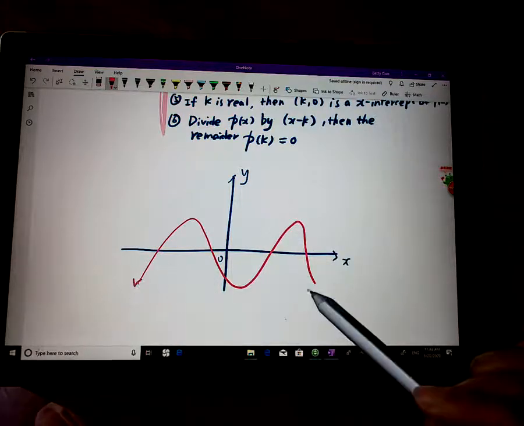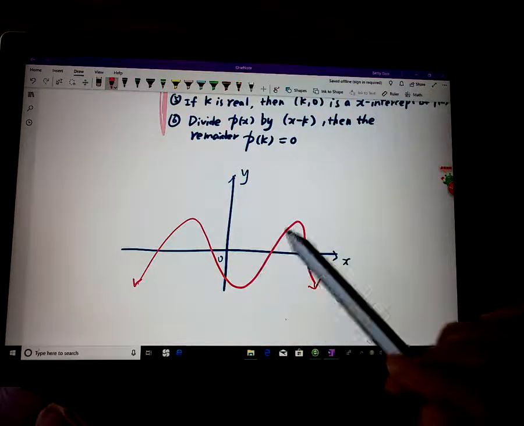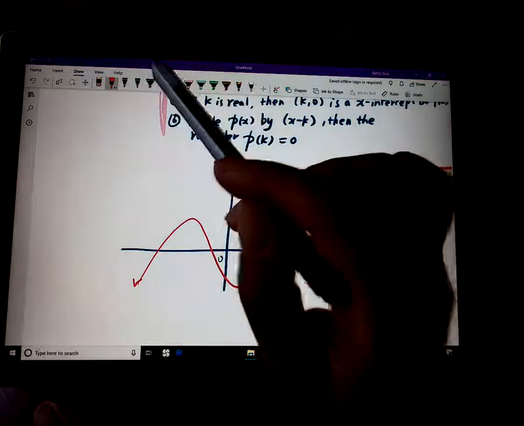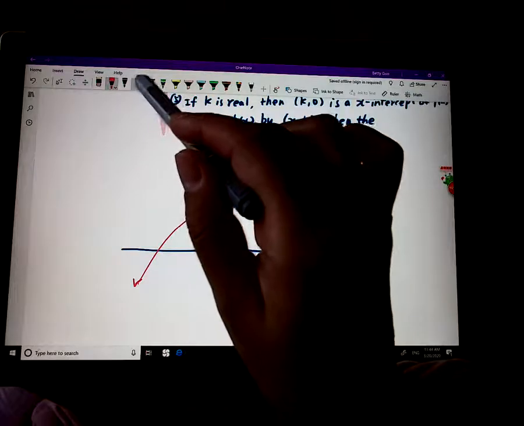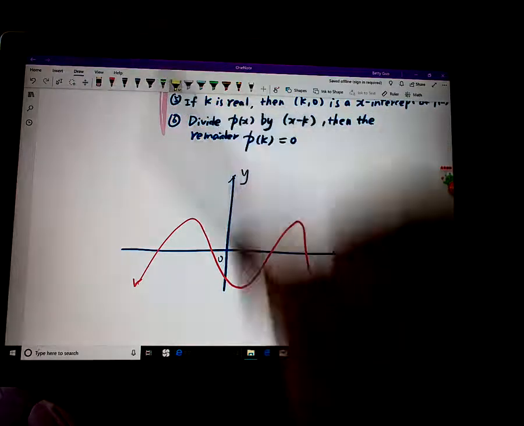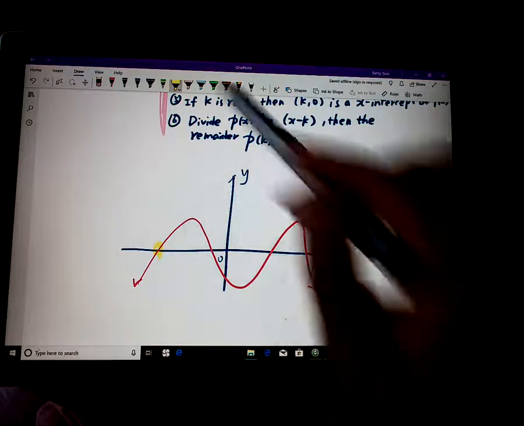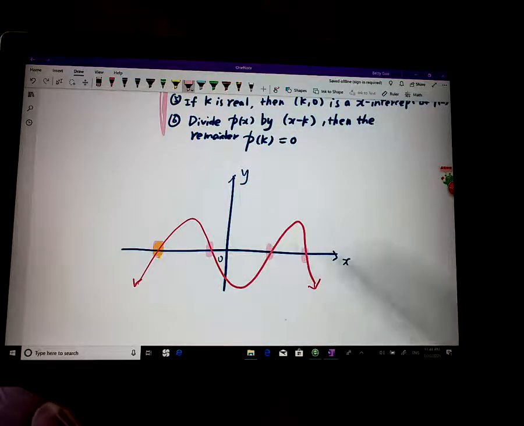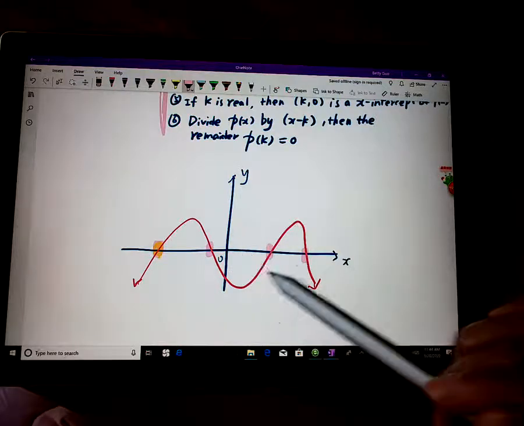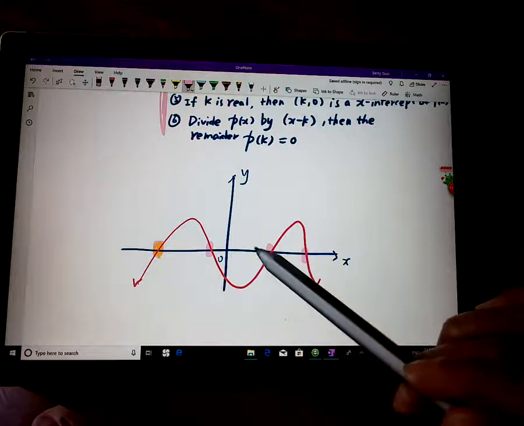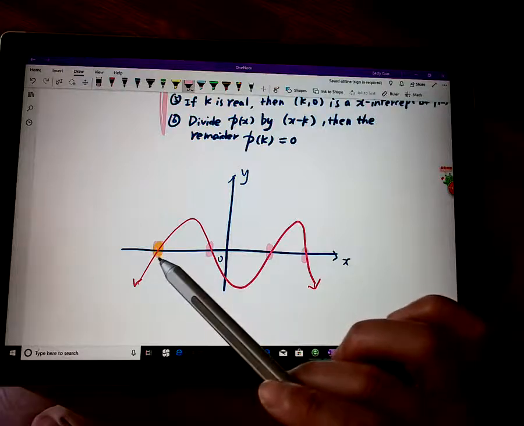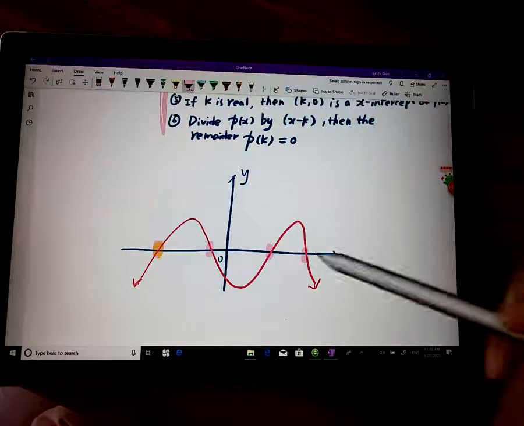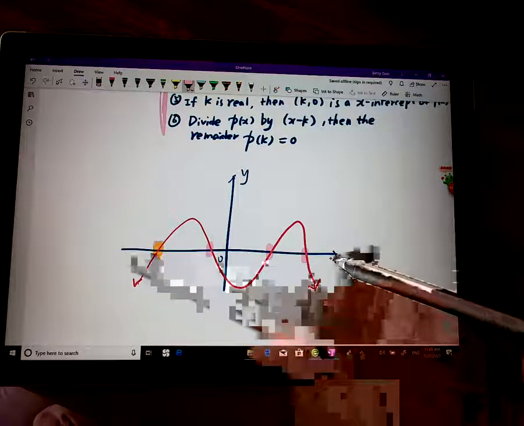So how about we look at this graph? This graph corresponds to a polynomial function. And how many x-intercepts does this function have? X-intercepts. Let me use pink maybe. 1, 2, 3, 4, right? Yeah, this function has 4 x-intercepts. An x-intercept is defined as an intersection of the graph and the x-axis. The x-axis is the horizontal scale.